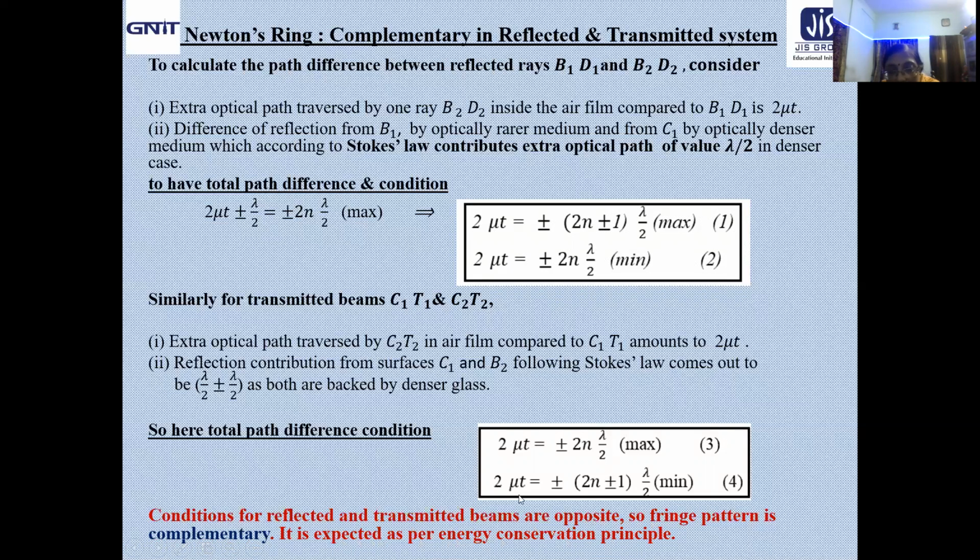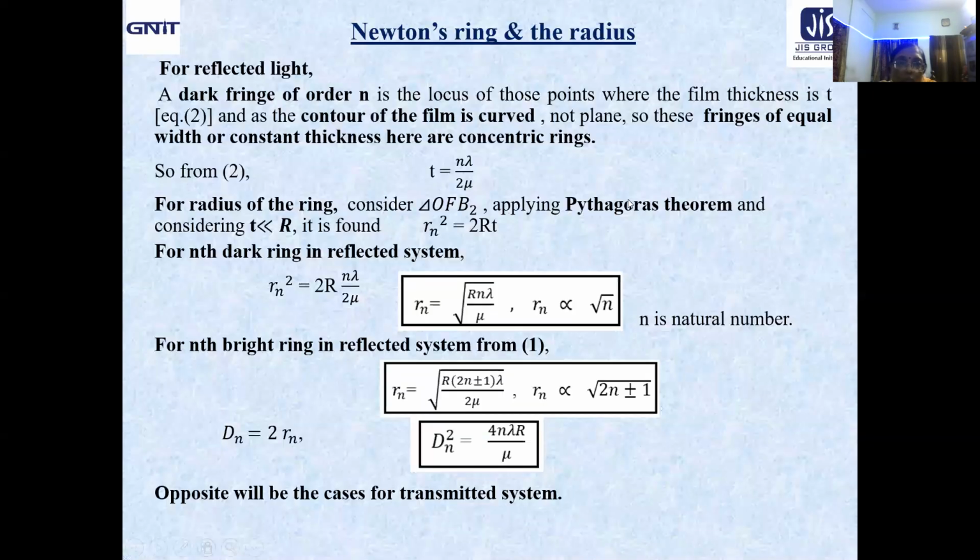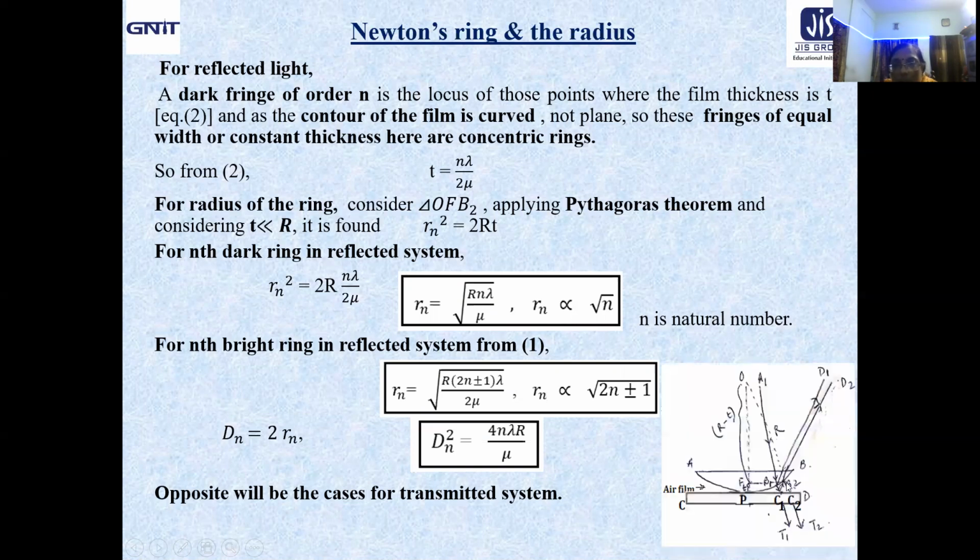So I think it is a very, very interesting one. You got the idea, and mind it, I am not going into great detail so far as these condition derivations are concerned, but I mentioned the major contributions and gave the expressions, highlighting the complementary characteristics of the reflected and transmitted systems of the Newton's ring phenomenon. Very, very important one. Let us now move to the radius measurement as per the prescription of Newton, obviously.